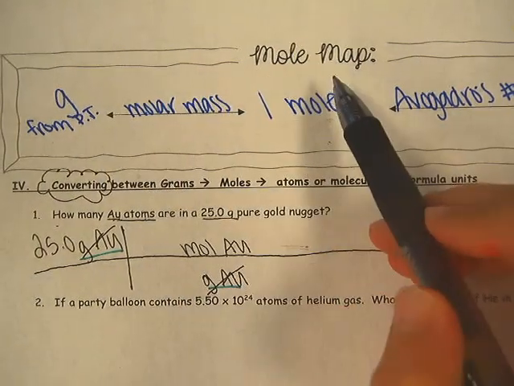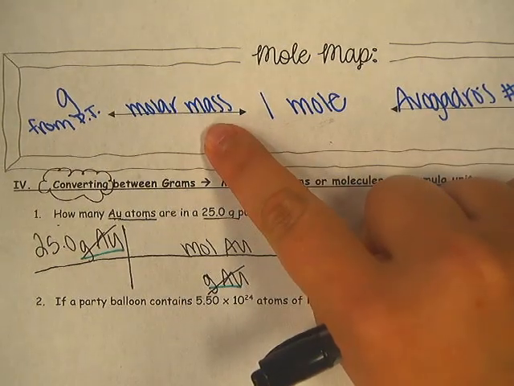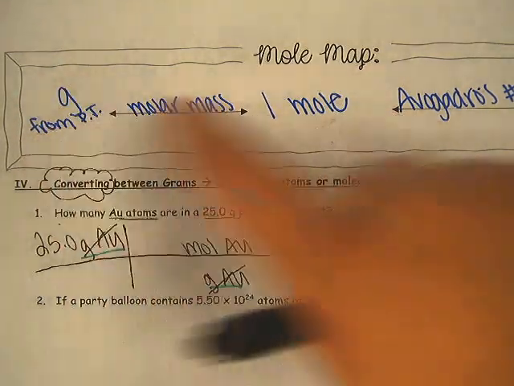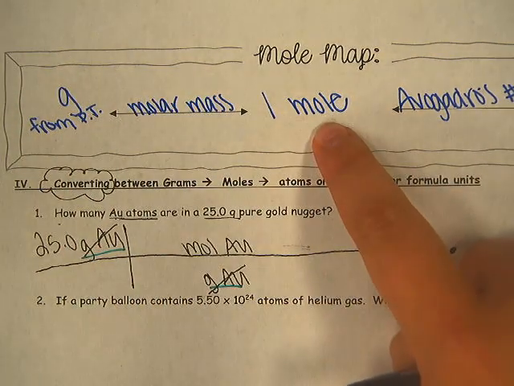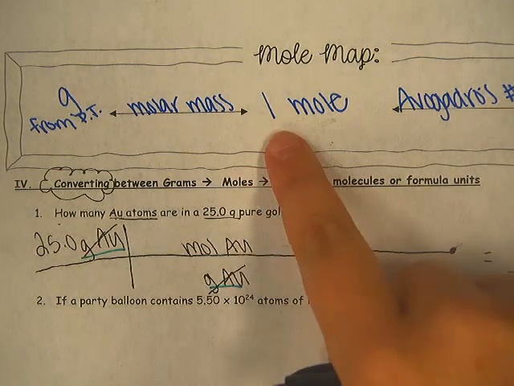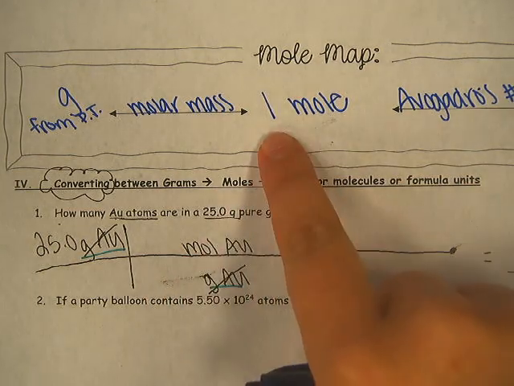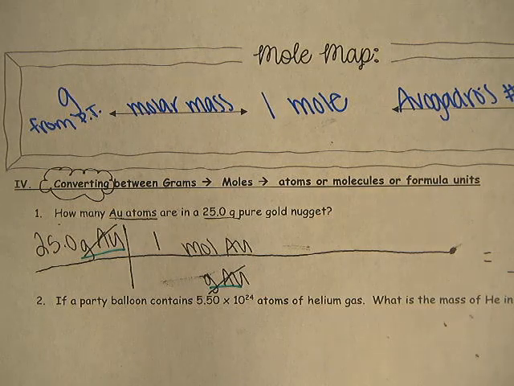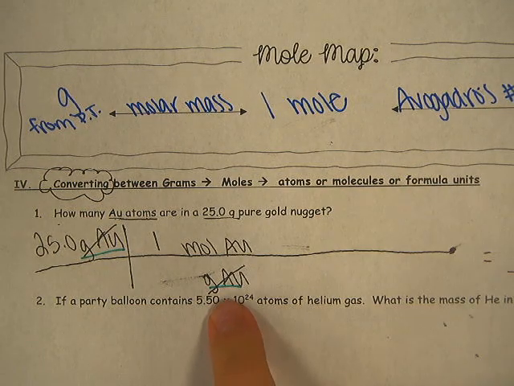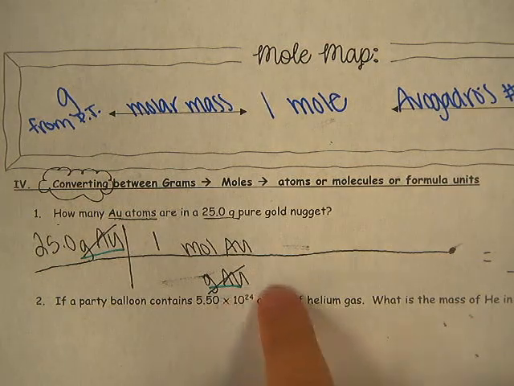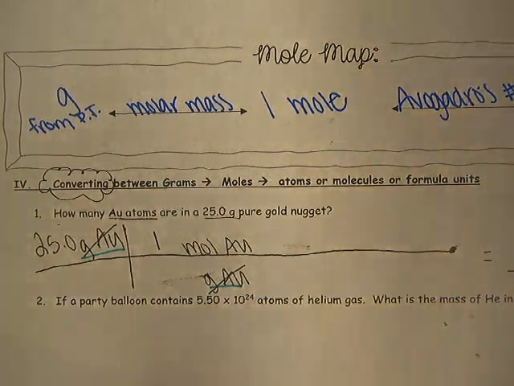Between grams and moles, my conversion factor is called molar mass. And again, according to my mole map, this tells me what number to put where. So if you take it step by step, the answers are all here for you. The number next to moles is going to be just 1, because 1 mole is what we use for molar mass. And the number of grams comes from our periodic table, so I'm going to look up gold on my periodic table.